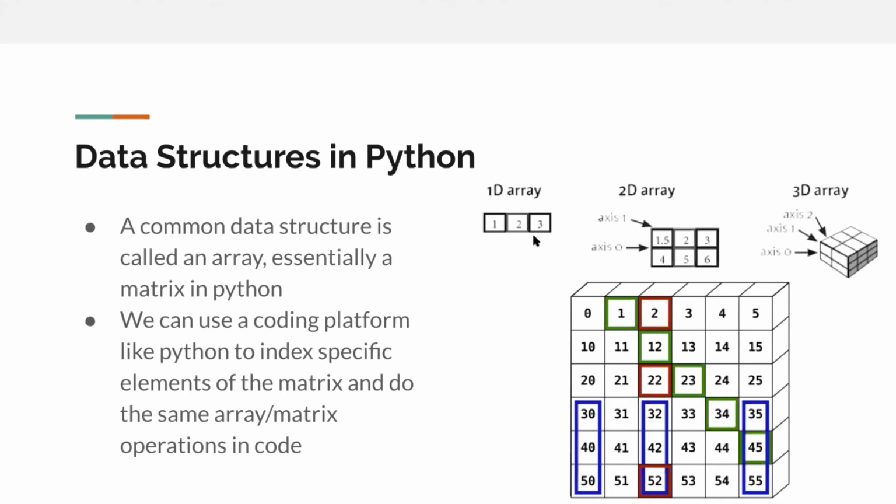That's like a 1D array, or any n by 1 matrix. 2D arrays are any n by m matrix, right? So this is a 2 by 3. And then it can get even more complicated in coding languages, and you can have 3D arrays, 4D arrays, 5D arrays. It gets very complicated really quickly. So essentially we use a coding platform, like Python, to index elements and do matrix operations.